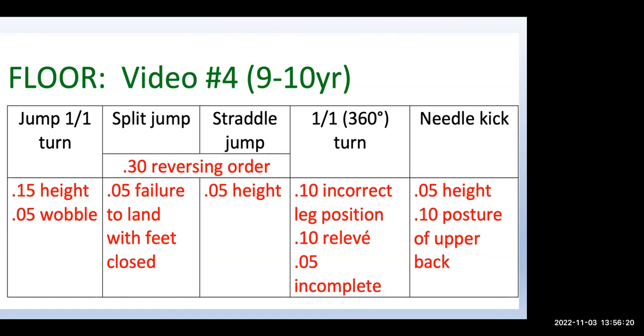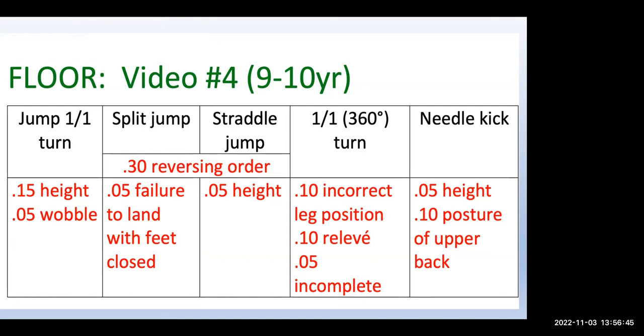Full turn, incorrect leg position. Well, she had some options in the full turn. She could do a passe, horizontal, a standing split, and she chose to do none of the three. So she lost a deduction for leg position, releve not quite high enough, a little bit incomplete, the needle kick, 0.5 for height, 0.5 for posture.